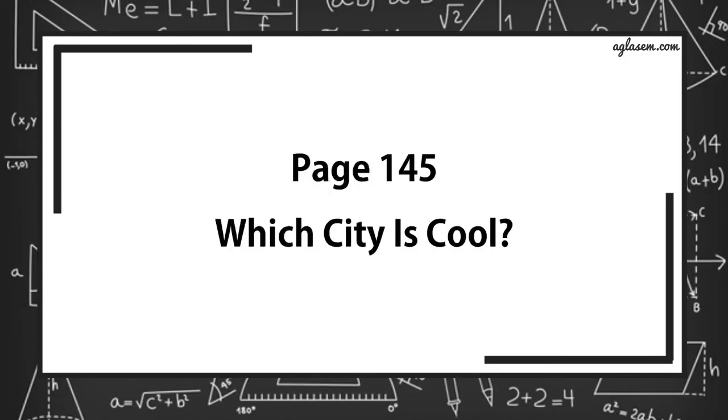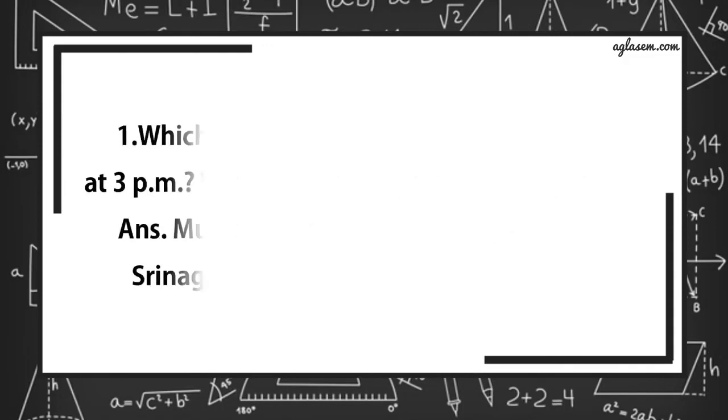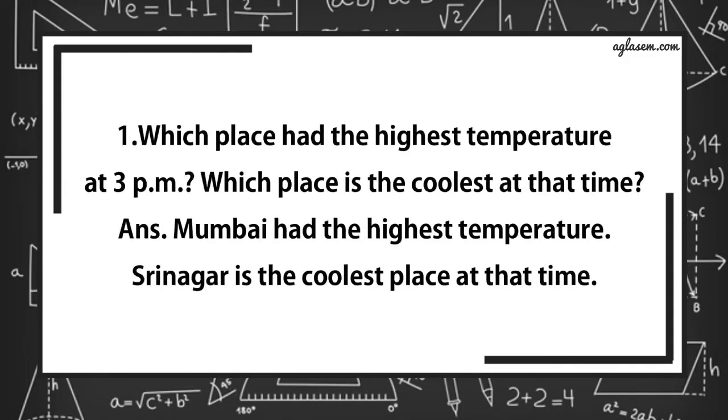Now turn to page number 145. Which city is cool? The temperature in each city was noted at 3 p.m. on 16 January 2008. Here question number 1 says, which place has the highest temperature at 3 p.m.? Which place is the coolest at that time? Answer is, Mumbai had the biggest temperature, whereas Srinagar is the coldest place at that time.